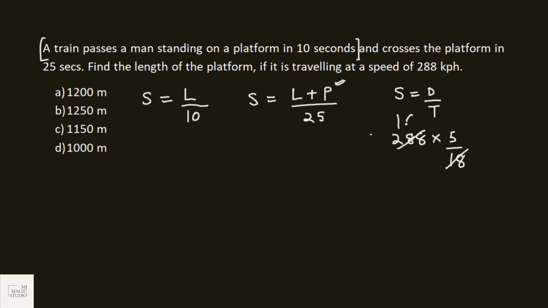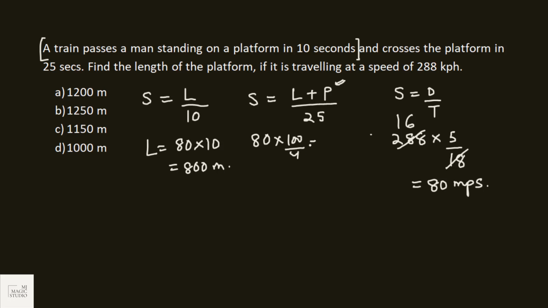18 ones, 108 is 6. 16 into 5 is 80. Speed is 80 meter per second. So length of the train is 80 into 10, that is 800 meters. Here I am using 80 again. 80 into 25 is 100 by 4, that is 2000, equals L plus P. So length of the platform is 2000 minus 800, that is 1200 meters.